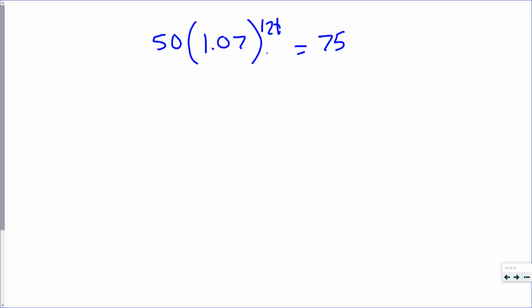The first step we're going to do is isolate this term here. So we're going to divide both sides by 50. And so we'll have 1.07 to the 12t power equal to 1.5. Now we're going to take the log of both sides. Because the log is a different base from 1.07, what we're essentially going to do is take the log of both sides, but then divide by the log of 1.07.